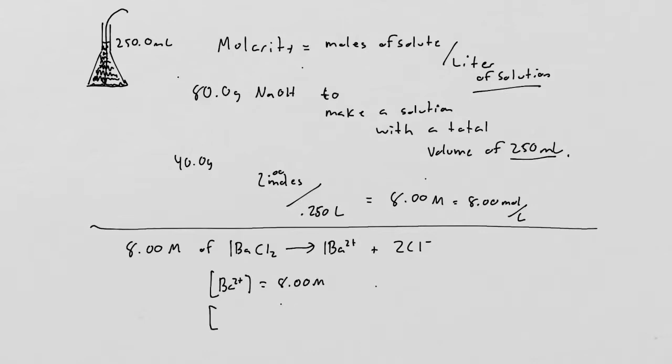But the chloride ion concentration would be different. And the reason why is for every 1 barium, there's 2 chlorides. So the concentration of chloride ions would be 6.00 molar.